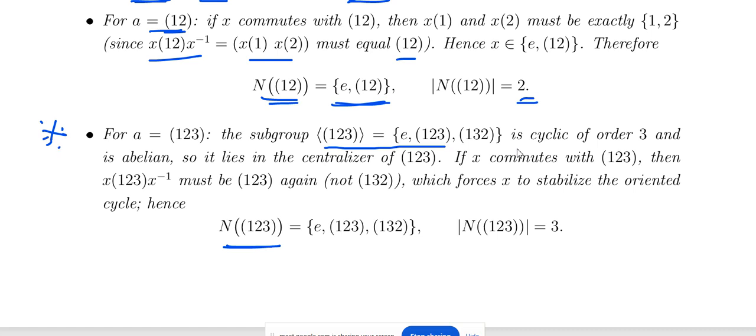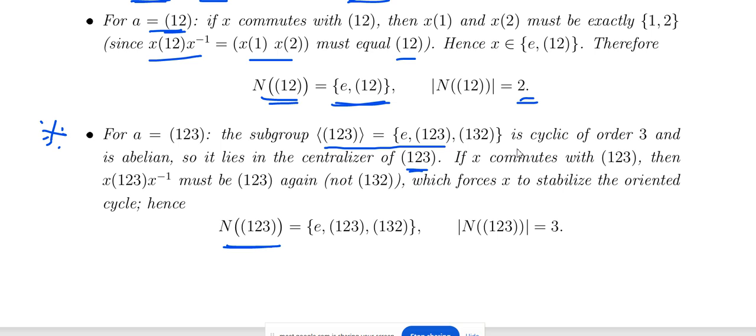Okay, this is a very simple example, S3, which we have used in many places. It lies in the centralizer of (1 2 3). So the centralizer is equivalent to the normalizer. That means there exists some x in S3 that commutes with (1 2 3). Then x(1 2 3)x inverse must be (1 2 3).